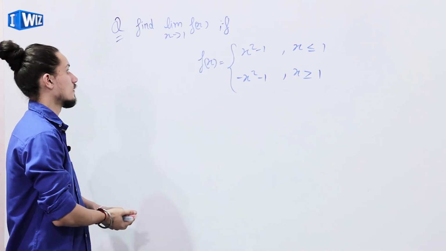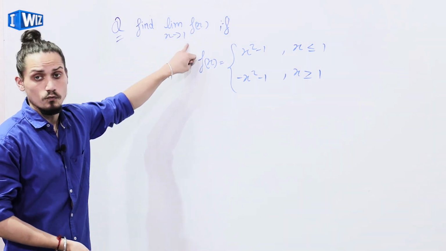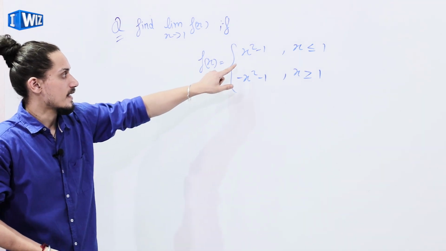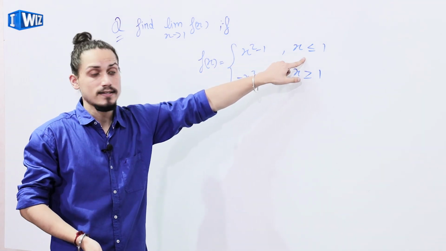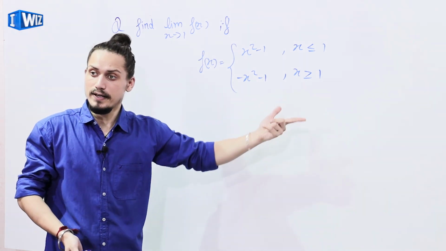Now in this example we have to find the limit of f of x as x approaches to 1 if f of x is x square minus 1 if x is less than equal to 2 and minus x square minus 1 if x is greater than equal to 1.